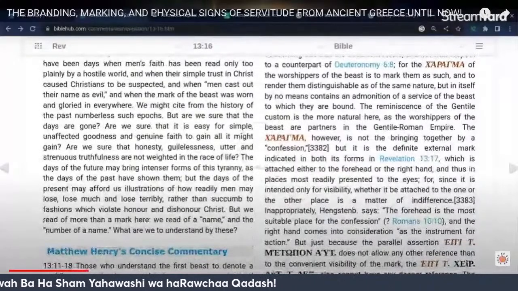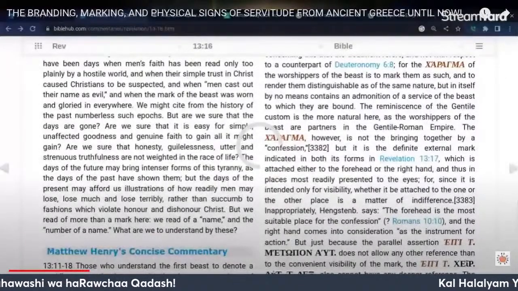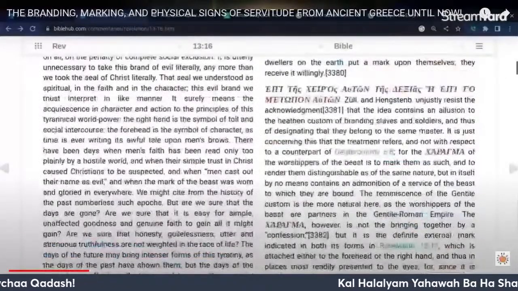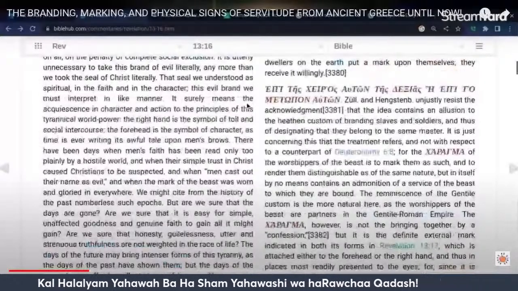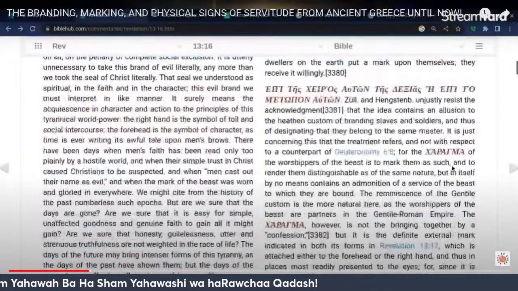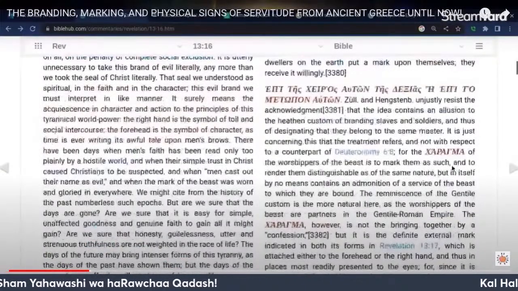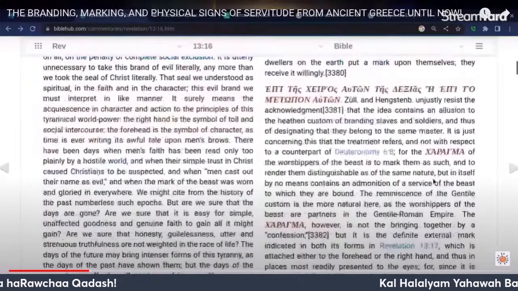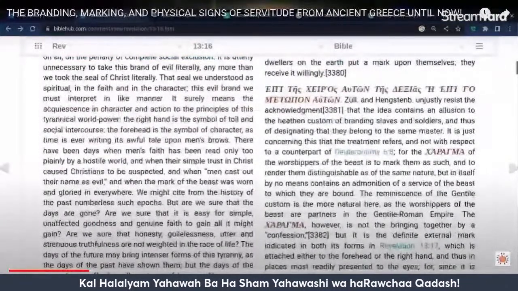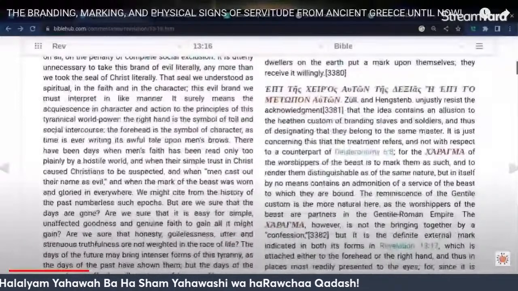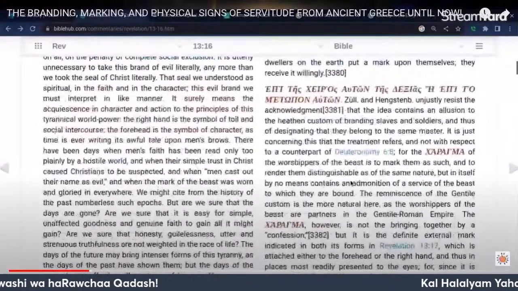So it's basically all those that are going to succumb to Esau's order are going to take that mark. This says, for the charagma of the worshippers of the beast is to mark them as such and to render them distinguishable as of the same nature, but in itself by no means contains an admonition of a service of the beast to which they are bound. So you're bound now. Once you take that mark, you're bound and you're distinguishable to the beast as a worshiper of the beast.